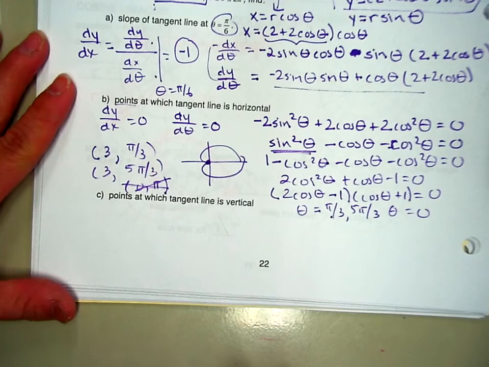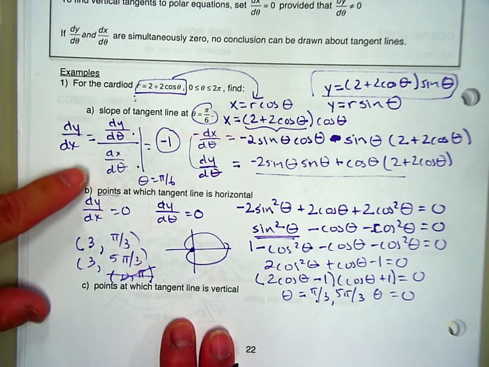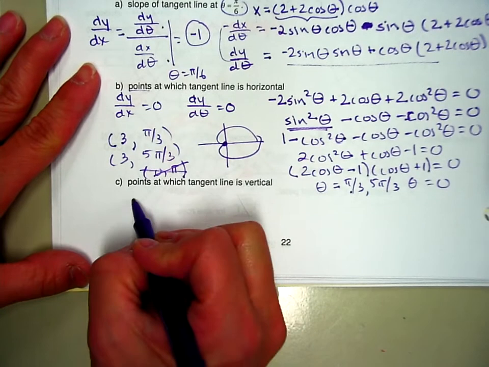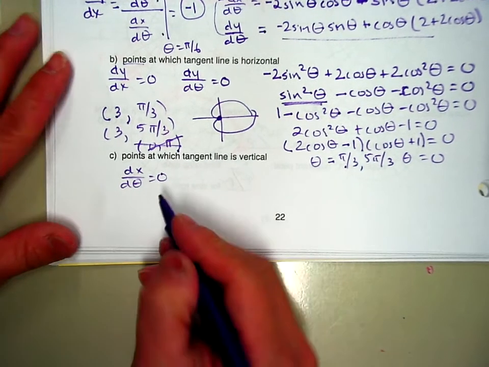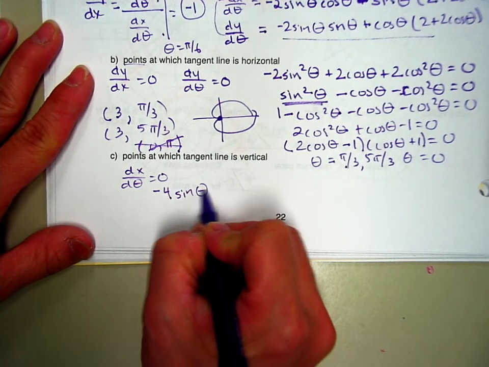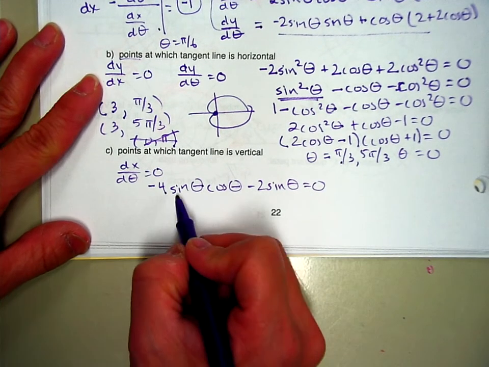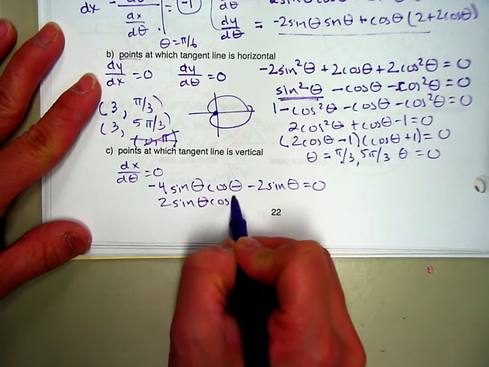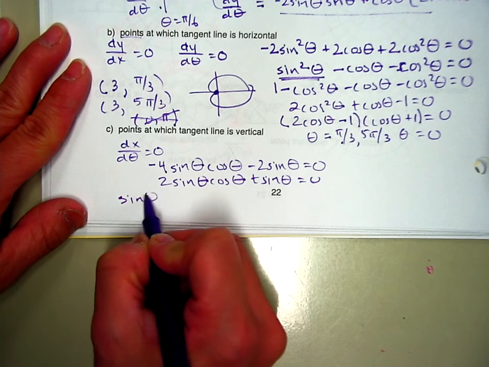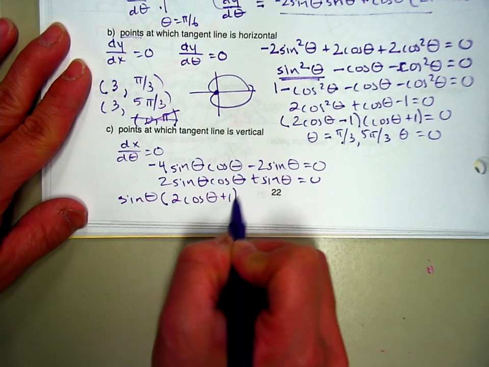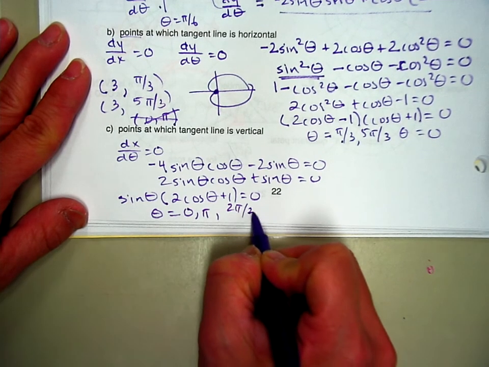Okay. Last part, tangent line is vertical. So that means dy/dx is undefined. The bottom being 0 would really mean you're looking for where dx/d theta is equal to 0. And again, I'm going to take dx/d theta and set it equal to 0. I'm going to combine like terms and clean it up a little bit. I get to this. I'm going to divide by negative 2. Factor it out. And I'm going to get theta equals 0, pi, 2 pi thirds, and 4 pi thirds.